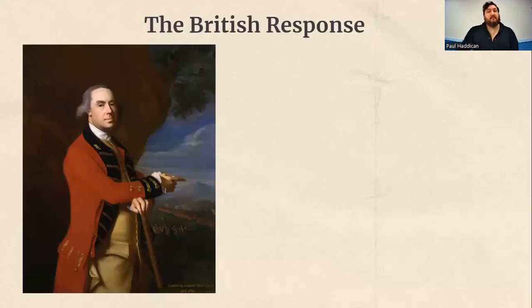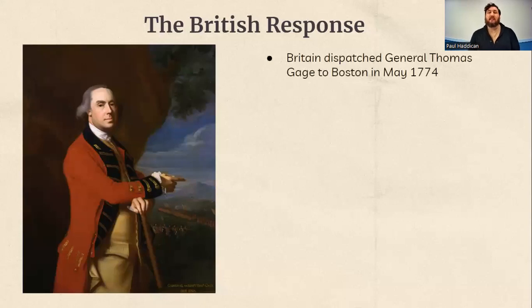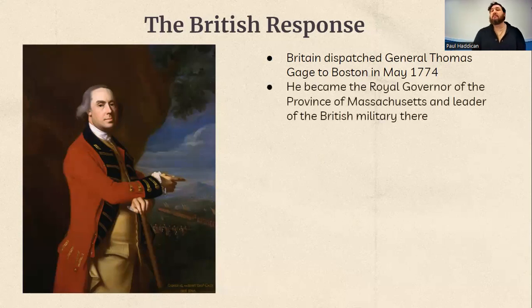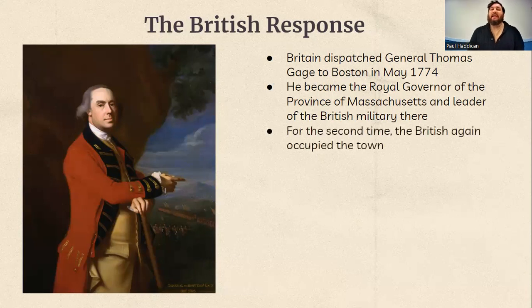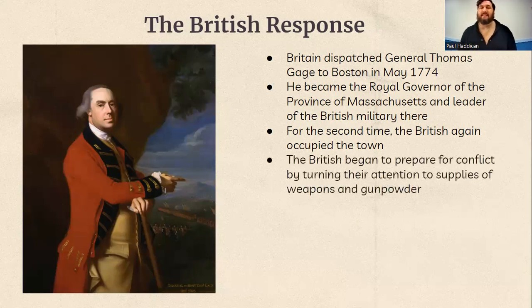Well, the British response was not great. In response, they dispatched General Thomas Gage, here, this is his picture, to Boston in May 1774. He became the royal governor of Massachusetts and the leader of the British military there. And for the second time, the British again occupied the town. So they came back and just dismissed any of the colonists' problems and immediately went back to their same old tactics.